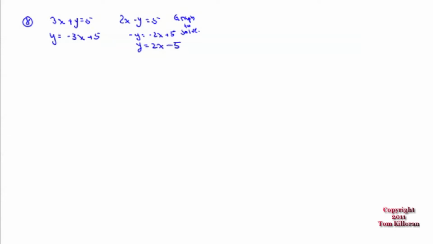All right. Are they parallel? I mean, if they're parallel, you don't have to go any further. No. This one has a slope of negative 3. This one has a slope of 2. The y-intercepts are different. So let's just graph it. Let's see how cautious we have to be.